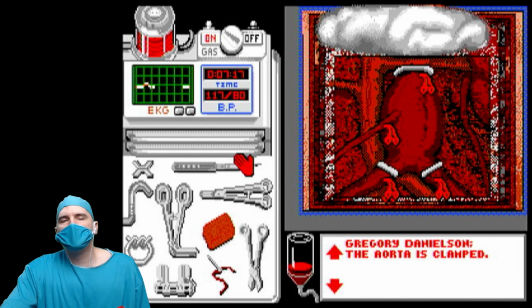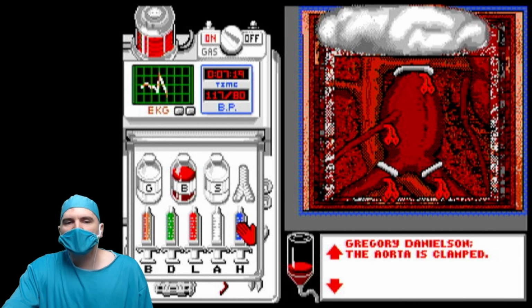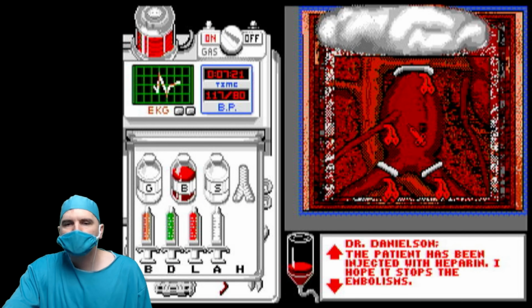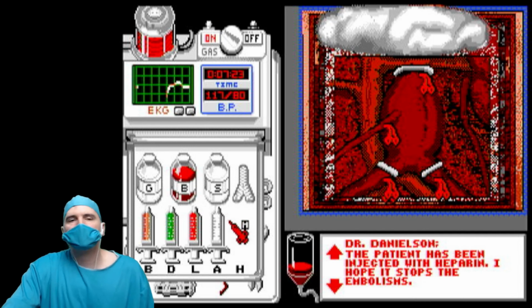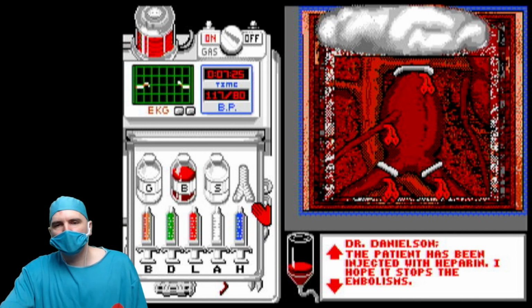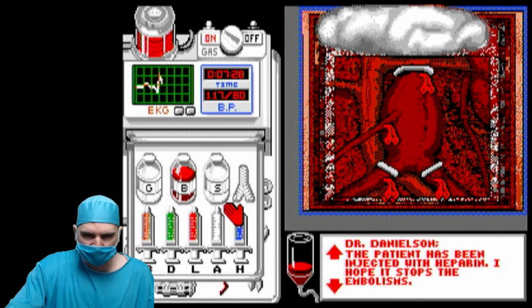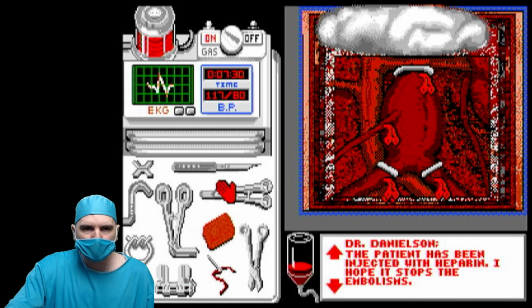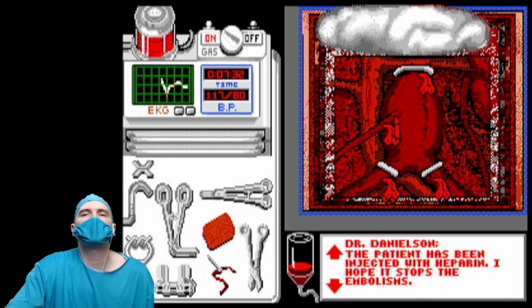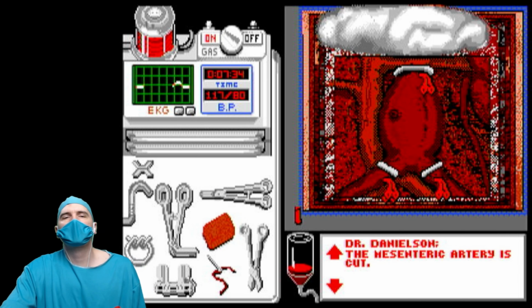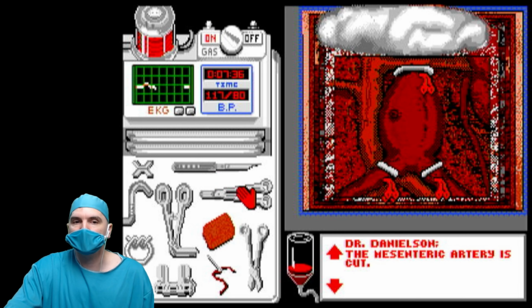Right, we also got to give this patient another injection. This is another new one. The patient has been injected with heparin. I hope it stops the embolism. Don't forget that. I think your patient will die if you don't apply that. Right, so now we've got to use the scalpel and cut this bit off. The mesenteric artery is cut. And this will give us more bleeders.